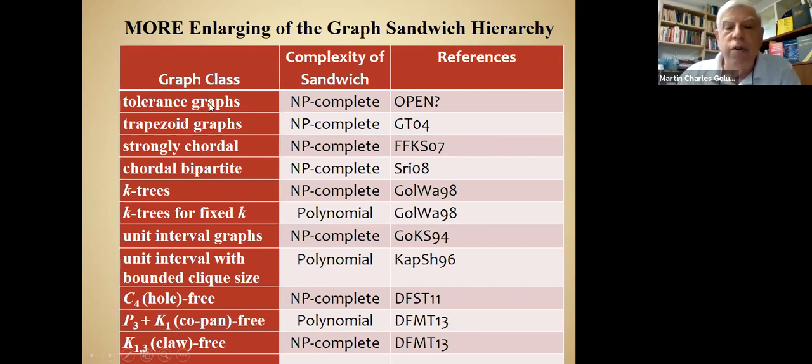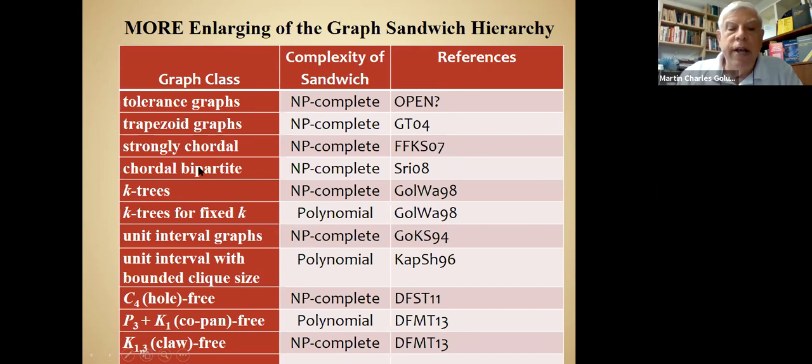So the very first line, tolerance graph sandwich, I think is still an open question. I'm sure it has to be NP-complete, but I haven't seen a proof of that. But maybe some of you have. Trapezoid graphs we just looked at. And although it wasn't in any paper, in the book by Ann Trank and myself on tolerance graphs, we have a section on sandwich problems. The interval sandwich problem is proven there. And an exercise is given to prove trapezoid graph using the same technique that I just showed you.